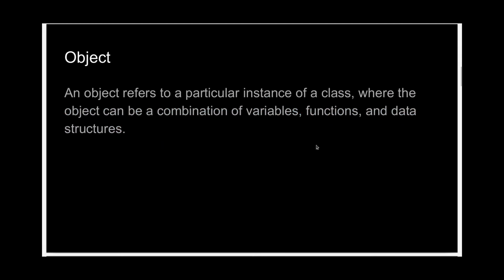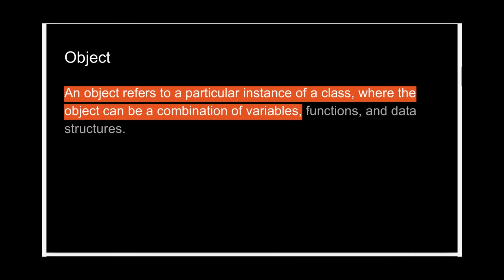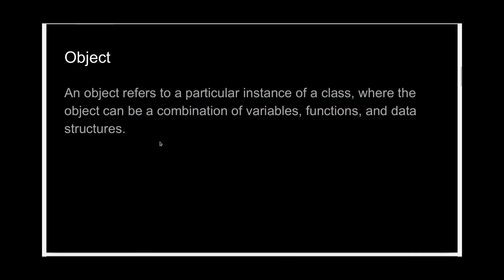The next is an object. An object refers to a particular instance of a class, where the object can be either a combination of variables, functions, or data structures. So you can think of a class and an object like a species. Each human has some common characteristics, right? They all have two hands, two legs, one nose, two eyes, etc. Each class can define the common parts of a human, and each object can in turn specify the unique parts of a human. For example, the height, the skin color, etc.